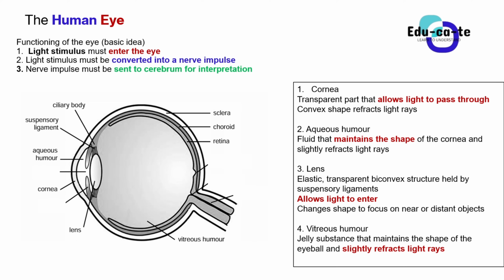So the basic idea here says that we have got light stimulus. Remember, the stimulus is what's happening in the outside environment. So when we are talking about the eye, we look at what is the light. We must have light so that you can be able to see. So light stimulus must be able to enter the eye. That's the first thing that must happen for you to see.